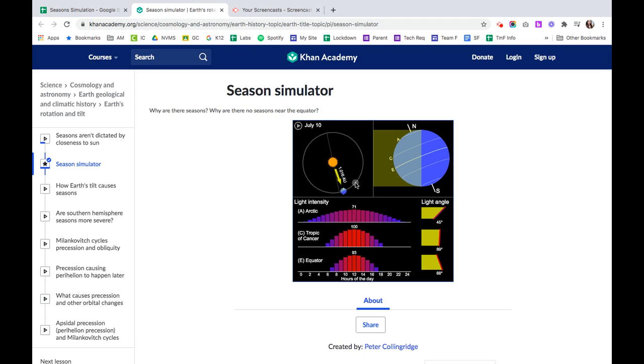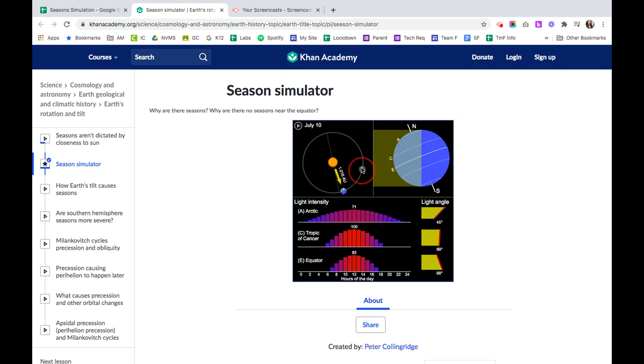This here is a bird's eye view of the sun and then the Earth. AU just stands for astronomic units. It is the average distance that the Earth is away from the sun. Sometimes we're closer to the sun and sometimes we're farther away. But on average, we are 1 astronomic unit away. So they define astronomic units by the distance that the Earth is from the sun.